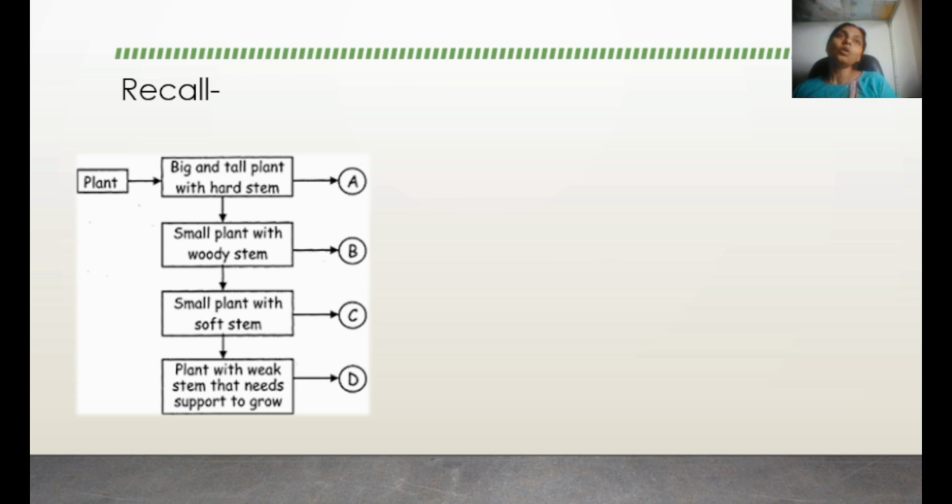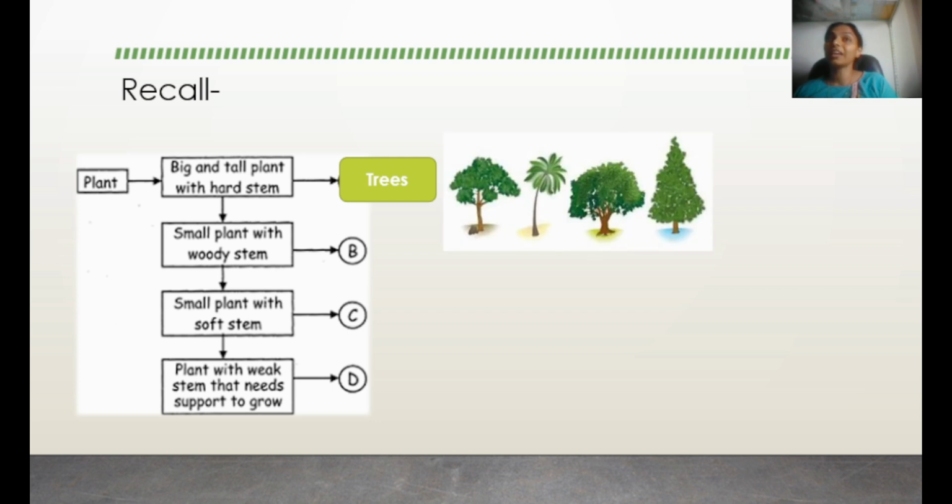Recall. Now, look at plants. Plants can be classified into 4 different types depending on the kind of stem. So a plant which is big and tall and has a very hard stem, which is called a trunk, is called a tree. Examples of trees can be the coconut tree or a coniferous tree, which gives cones. And trees can be of different shapes and sizes. But if it has a thick, hard, central stem with branches that grow out at a greater height, then it is called a tree.